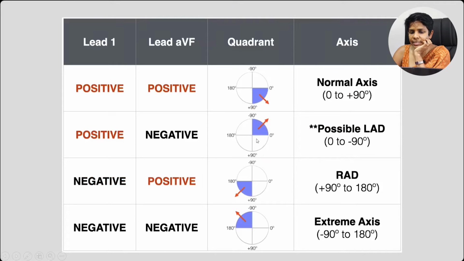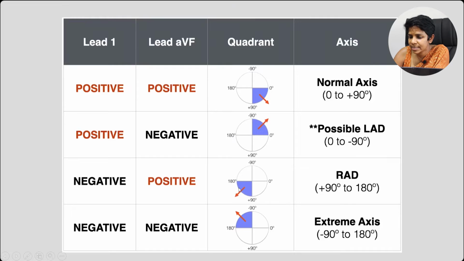Say the patient has positive lead 1 deflection but negative aVF. Negative aVF means electrical activity goes away from the lead. So the axis goes to this angle, so probably the patient has left axis deviation. The same way, if aVF is positive but lead 1 is negative, that means electrical activity goes this way, then the axis lies here, beyond 90 degrees.